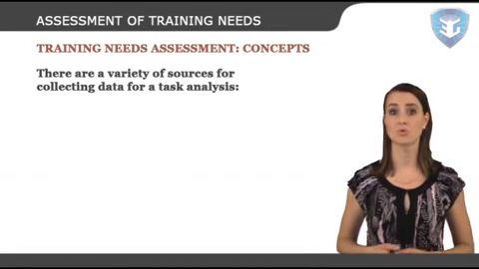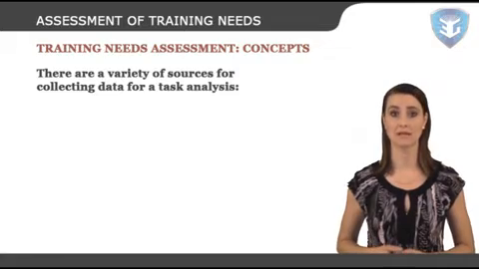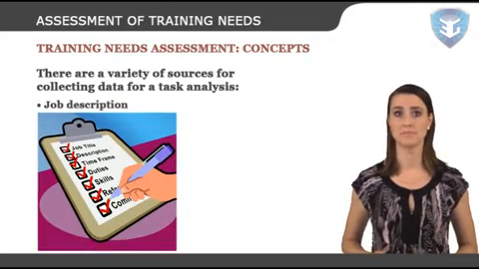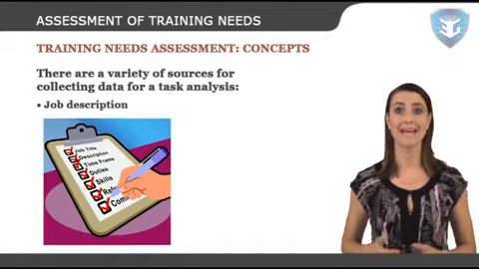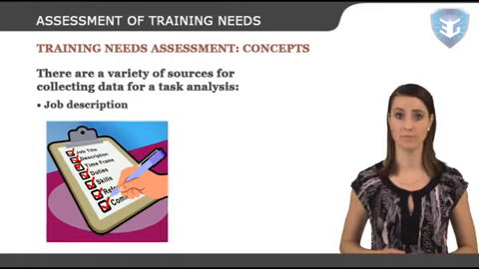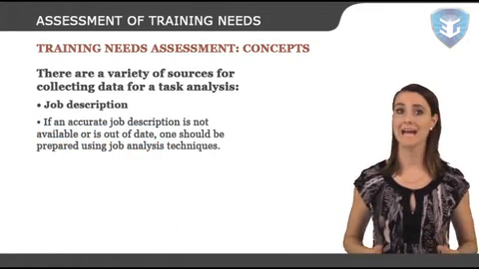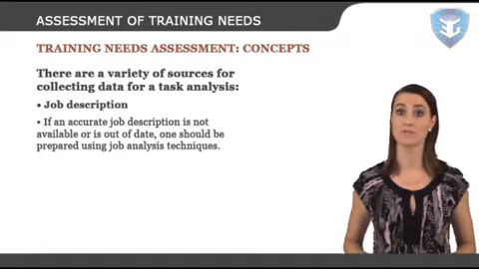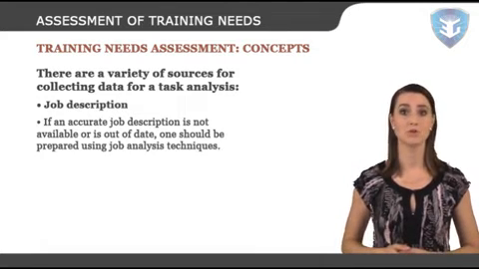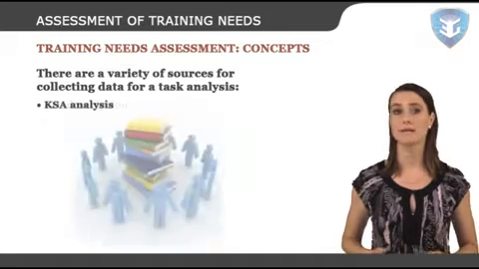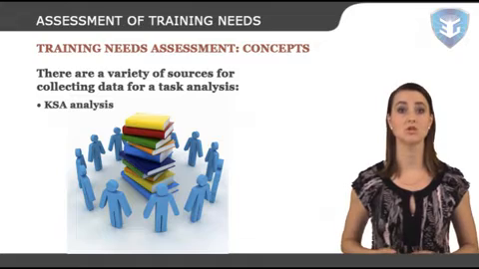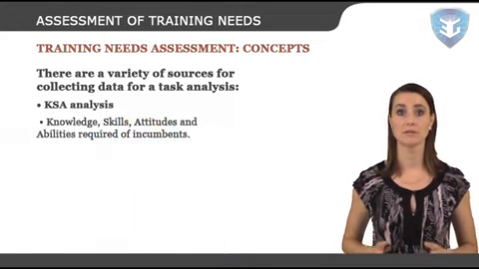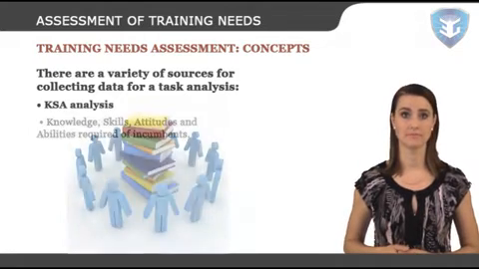There are a variety of sources for collecting data for a task analysis. Job description. A narrative statement of the major activities involved in performing the job and the conditions under which these activities are performed. If an accurate job description is not available or is out of date, one should be prepared using job analysis techniques. KSA analysis. A more detailed list of specified tasks for each job including knowledge, skills, attitudes, and abilities required of incumbents.